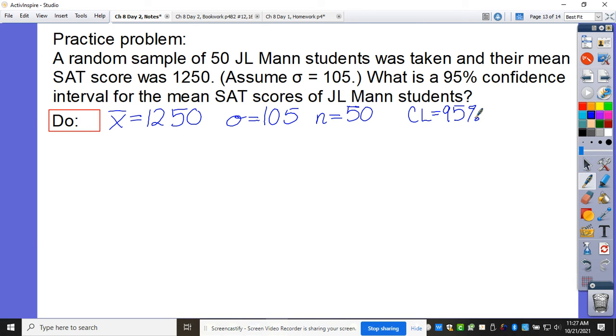Now, at this point, you're probably going to need to do at least a little scratch work. Come tomorrow or the next day, you're probably not going to do much scratch work because you're going to have memorized it really quick. Here's 95%. What do I do with 95%? 100 minus, which gives me 5%. What do I do with 5%? Divided by 2, so 0.025.